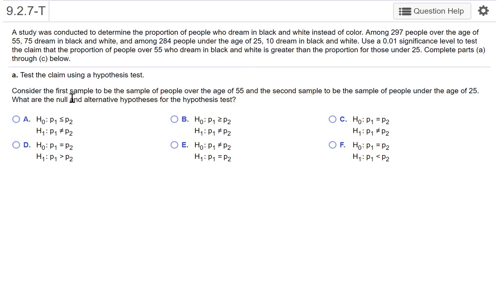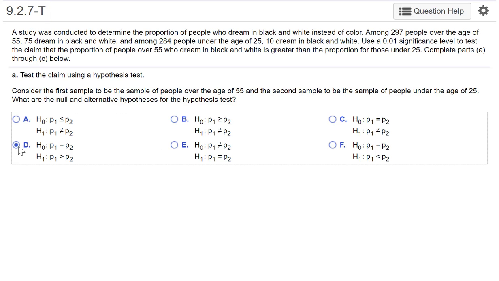It says here, also, consider the first sample, so p1, to be people over the age of 55. And what are we looking for? We're looking for the claim that the proportion of people over 55 who dream in black and white is greater than the other. So p1 is greater than p2. That's the alternative hypothesis, which falls under D. The null in this class is always equal. Always equal.